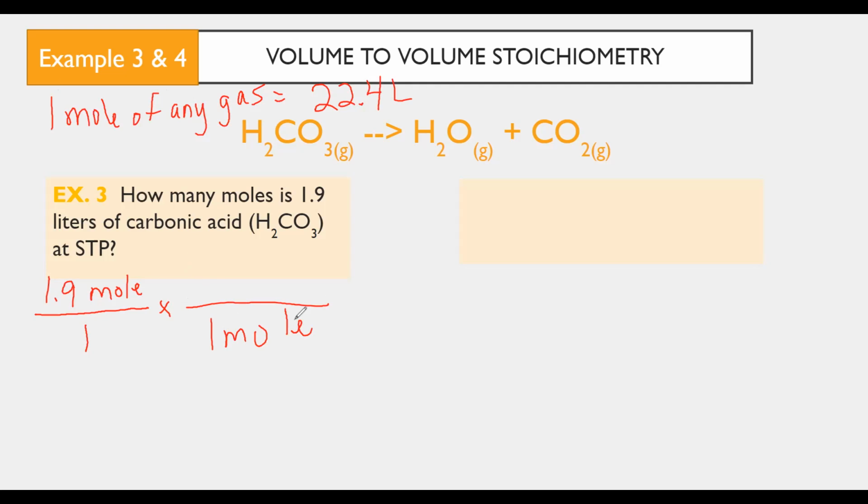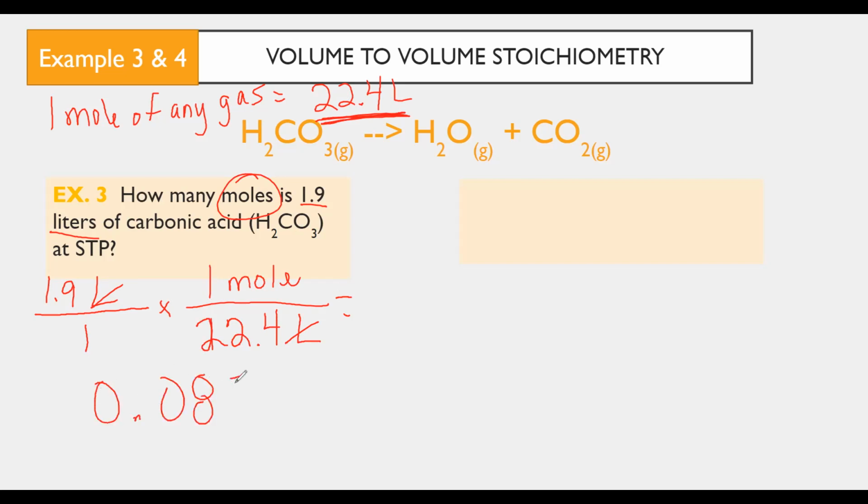No, sorry, I need to fix that. That should say 1.9 liters. And this should say mole here because we're looking for moles. And we just said 1 mole is 22.4 liters. That way our liters cancel out, and when we do the math, you are left with moles. That should give you 0.085 moles of our H2CO3.